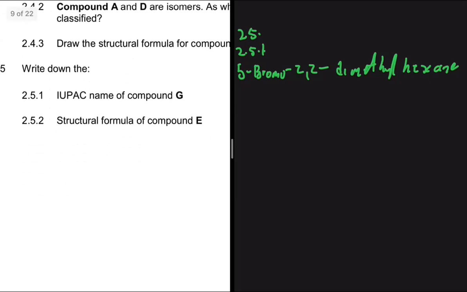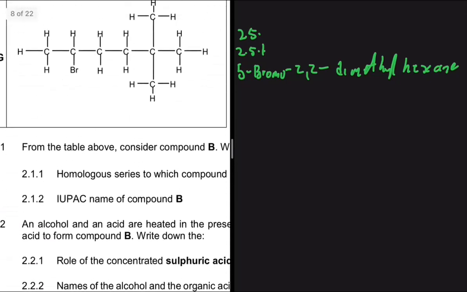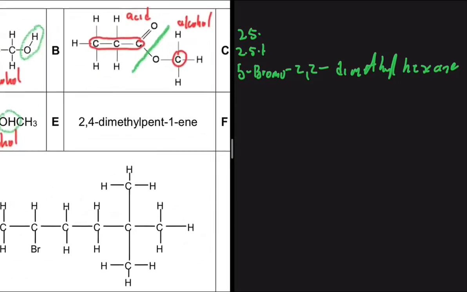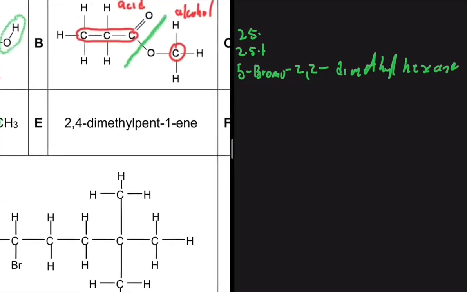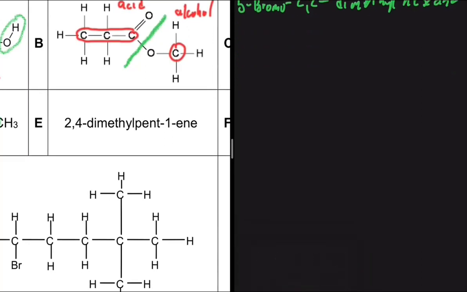The last question: the structural formula of compound E. Let's go ahead and look at compound E. We have 2,4-dimethylpent-1-ene. So pent, 5 carbons: 1, 2, 3, 4, 5. And then we have a double bond on the first carbon. We can tell from this pent-1-ene.